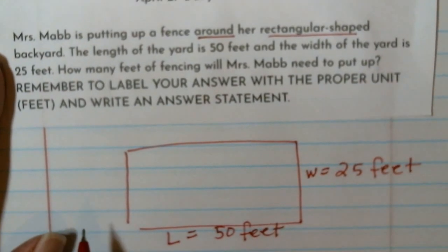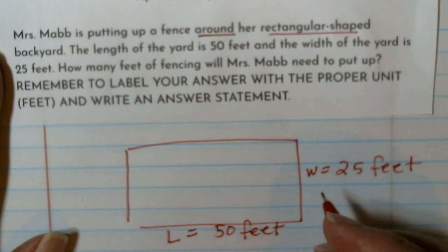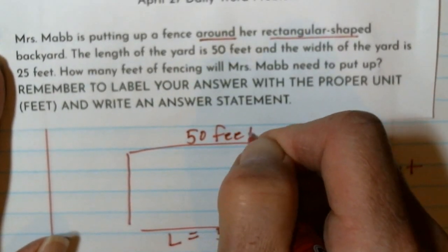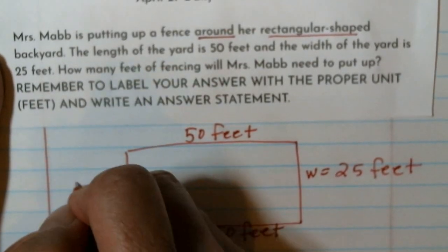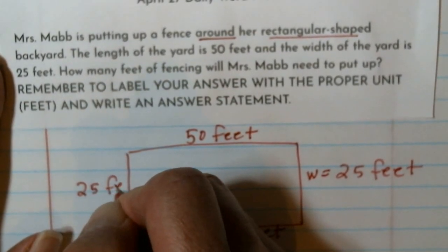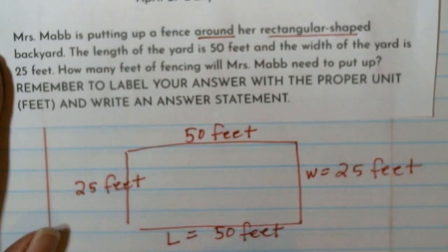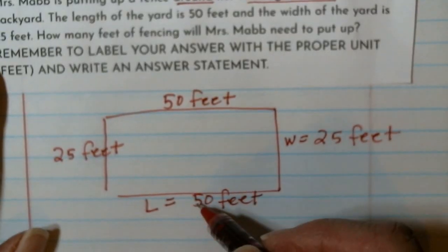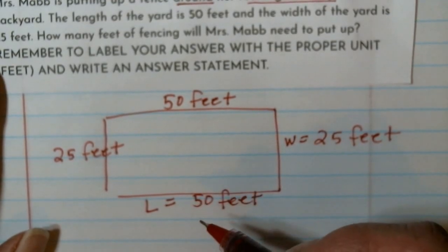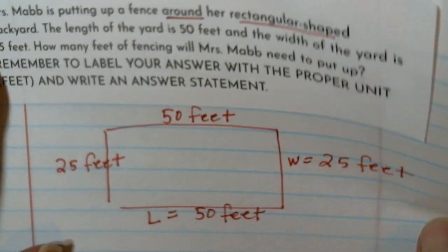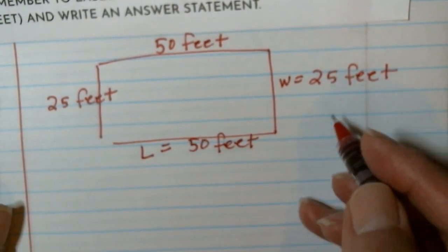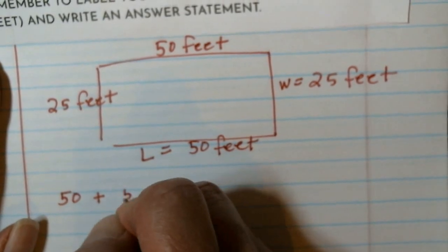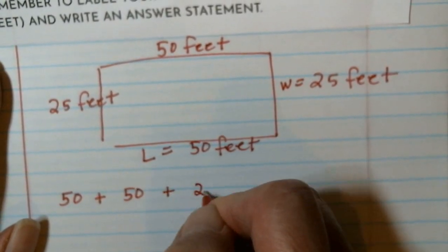Okay, because this is a rectangle, I know the opposite side is going to have the same measurement. So this will have 50 feet, and this will have 25 feet. Now, if I need to find all the way around, I have two ways I can do it. I can either multiply 50 times 2 plus 25 times 2, or I can just add all the sides. So I'm going to just add all the sides.